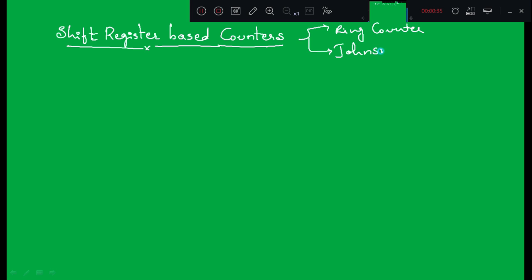So please be careful, concentrate on these two counters because you're going to implement these two counters in the lab.